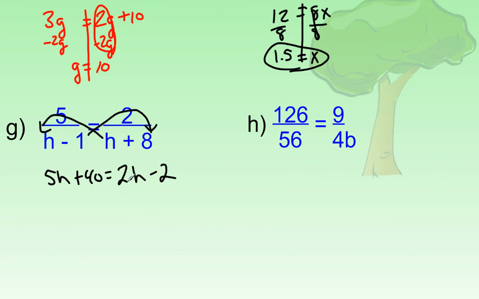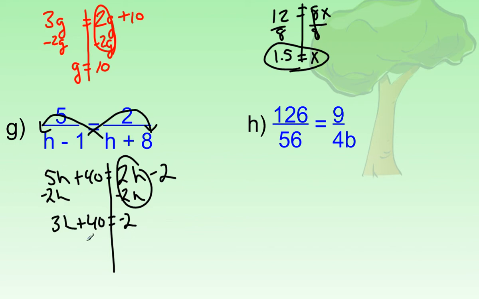So I've cross multiplied. Now, get rid of the variable on the right. We're going to solve this equation. So I'm going to minus 2h. These cancel out. That gives me 3h.